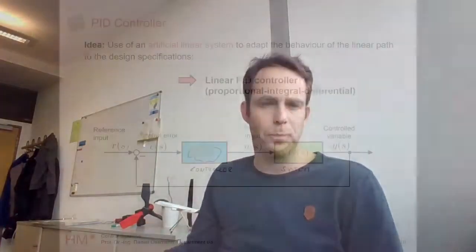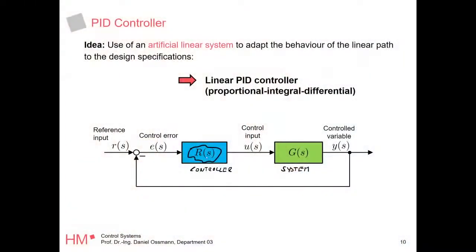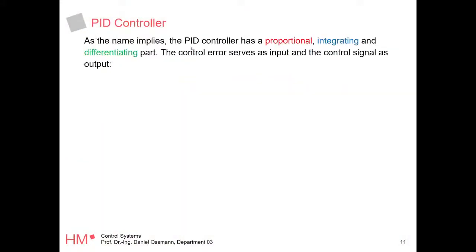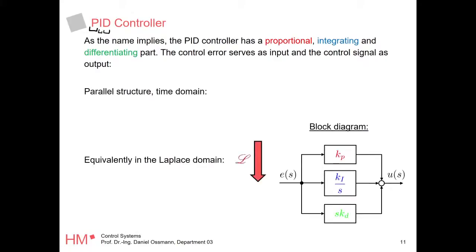So we're already restricting ourselves to basically only 3 elements the controller can have. And why that is the case, we will learn today and in the next lectures. Okay, so this controller, this R of S, we will use a PID controller. And as the name implies, the PID controller has a proportional part, an integral part, and a differentiating part.